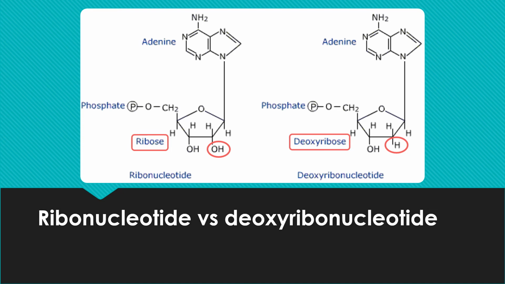Ribonucleotide versus deoxyribonucleotide. We already talked about this. The ribose has this oxygen and the deoxyribose lacks this oxygen in the molecular structure. They are called different things because these molecules perform different activities.